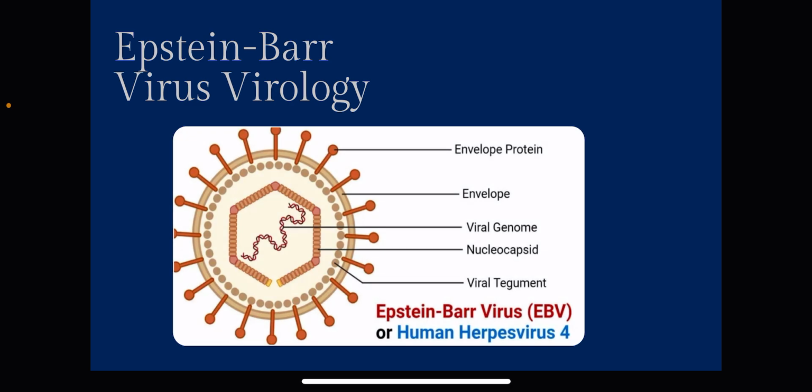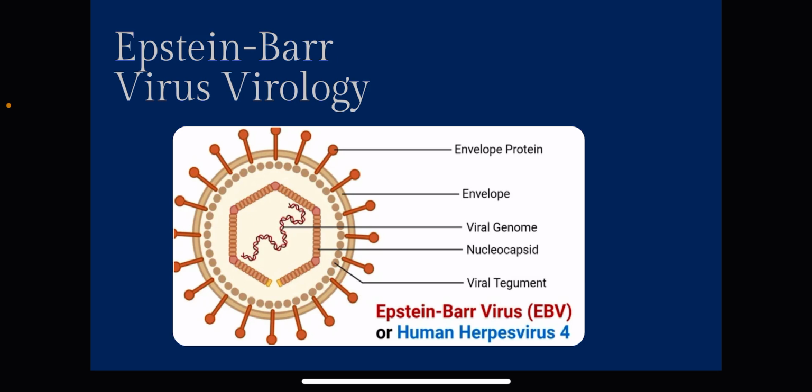Before going into the pathogenesis, let's look at the virology of Epstein-Barr virus. Initially, there is an envelope, which is the outer layer. It is a lipid membrane taken from the host cell. It contains envelope proteins, which are also called spikes. These help the virus attach to the B cells via the CD21 receptor.